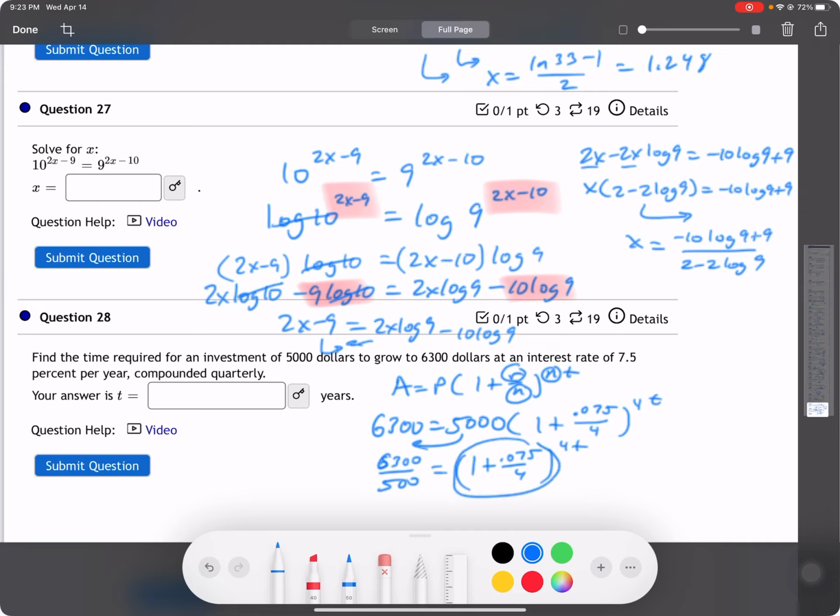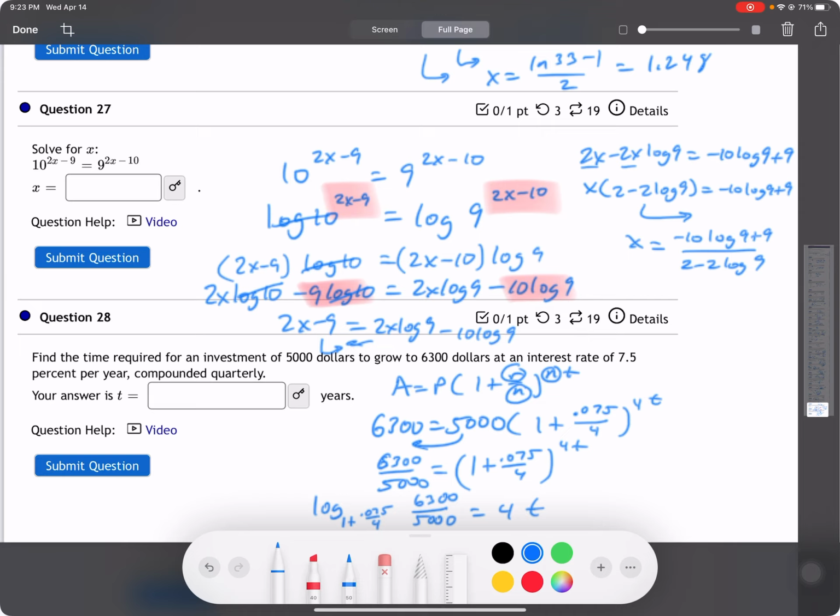So I'm going to use a natural log or a common log or a special log here. In this case, I can use a specialty log. The specialty log will be a little bit hard to write, but log base (1 plus 0.075 over 4) of 6,300 over 5,000 is equal to 4t. Now, you're going to type all this in a calculator.